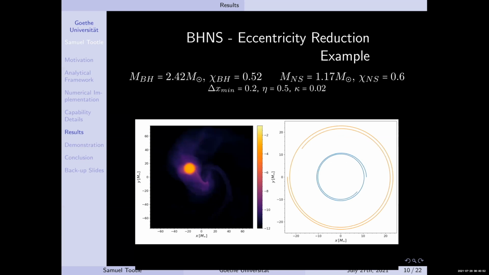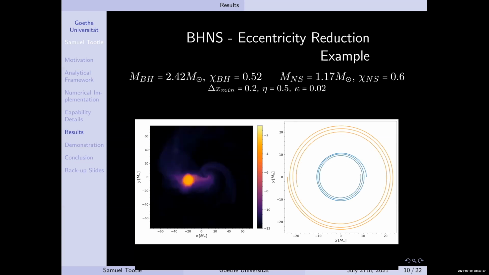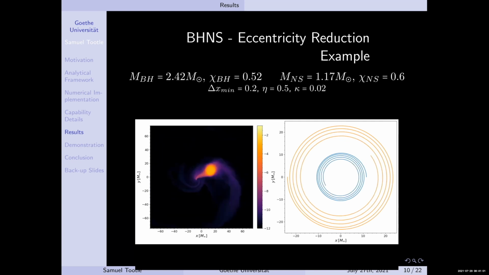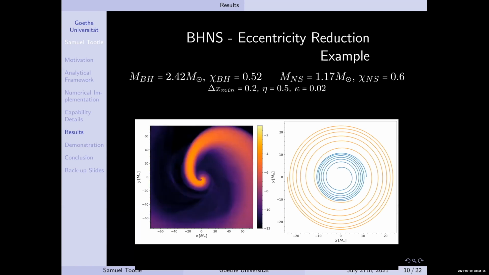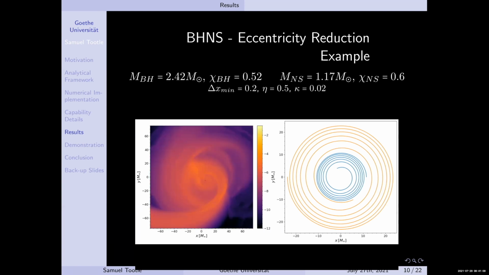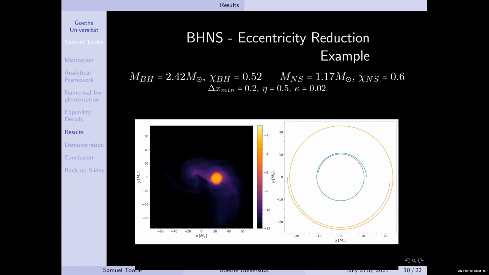But yeah, this is a black hole neutron star binary. You can see it's about 0.23 with fairly high spins on both. Well, I guess for the black hole it's about mid-range, and for the neutron star it's fairly high spin. And below that are the evolution parameters.